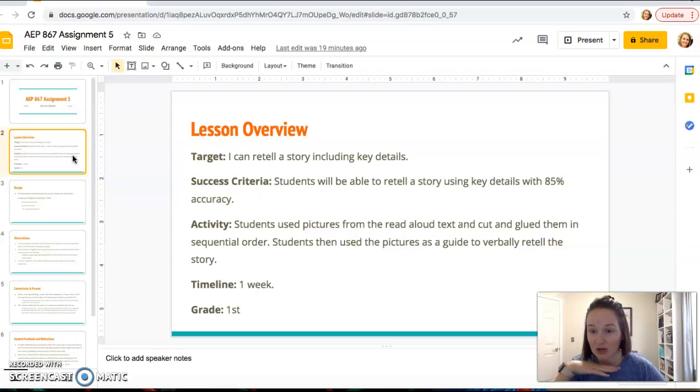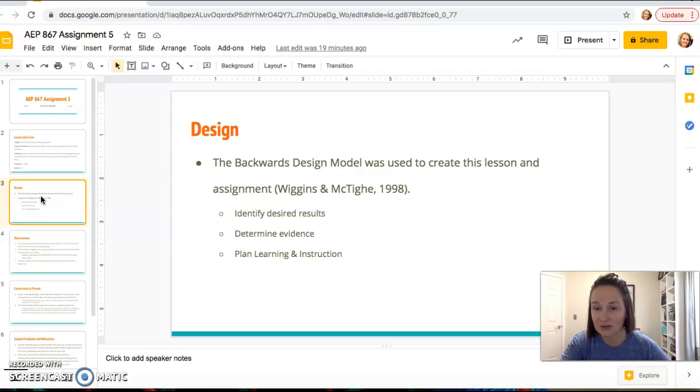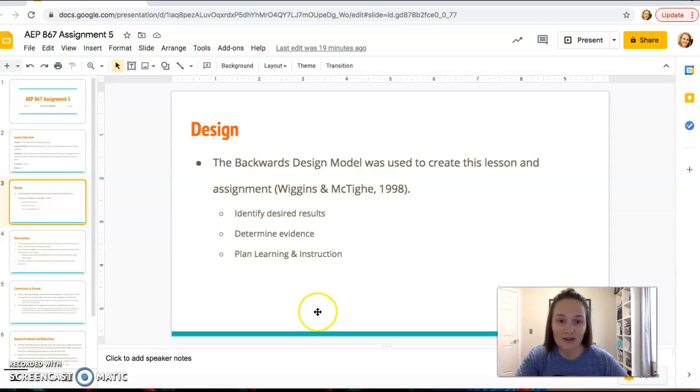We did this same target. We sat on it for one whole week, and I was working with first grade students. The design that I used to create and plan this was the backwards design model. And so I identified the desired results, determined the evidence, and then planned the learning and instruction.